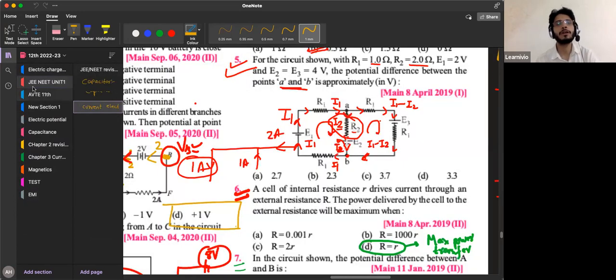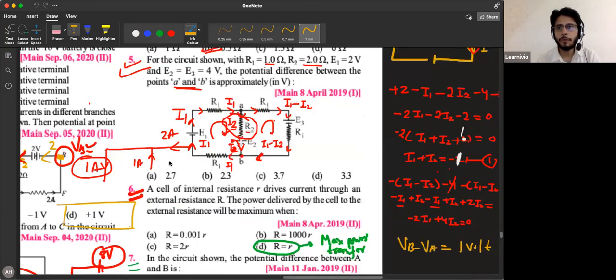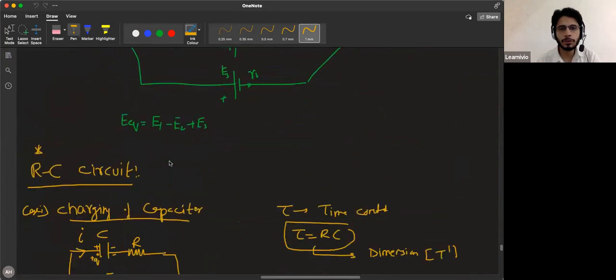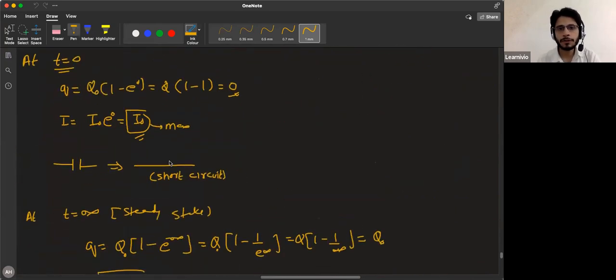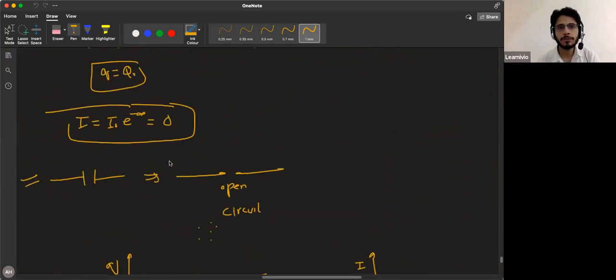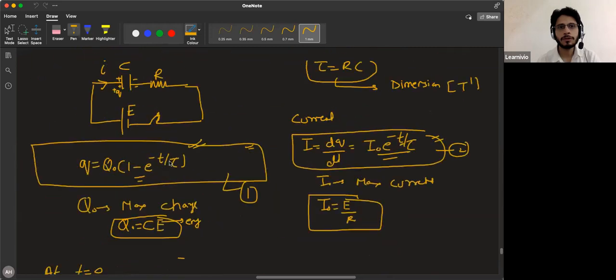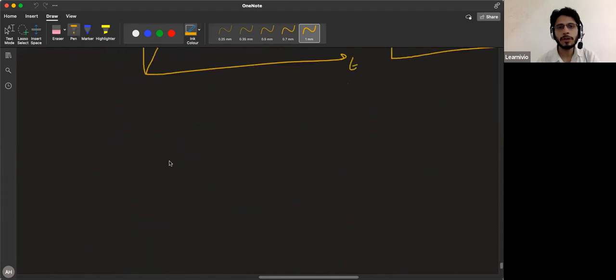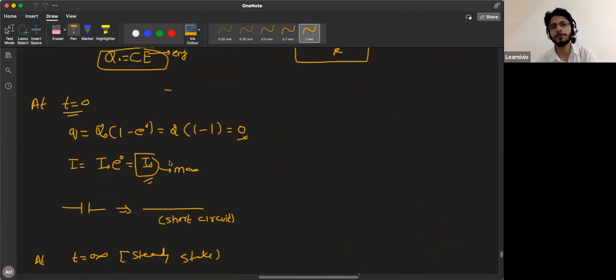Yes, we were doing current electricity. So we have finished in this revision. We have finished questions up to this Kirchhoff law. We have discussed RC circuit. We have discussed charging of capacitor. Okay, the discharging of capacitor was good.